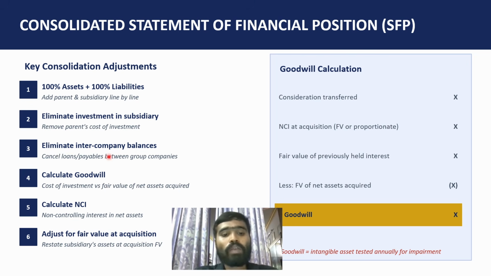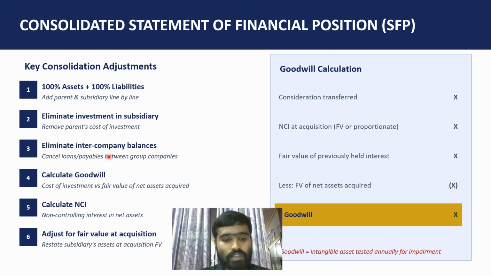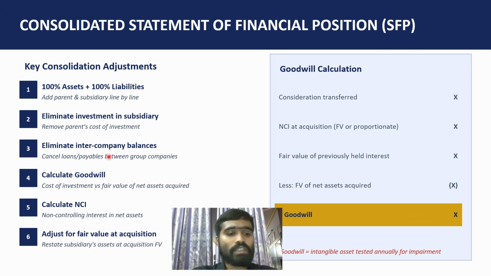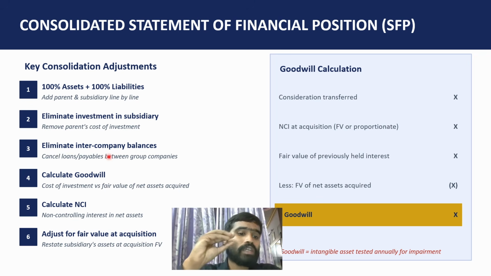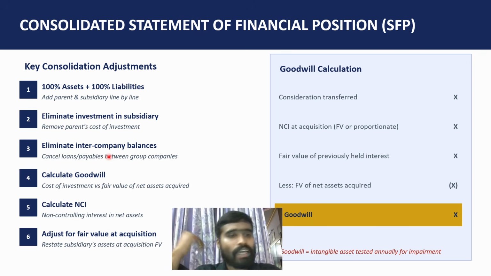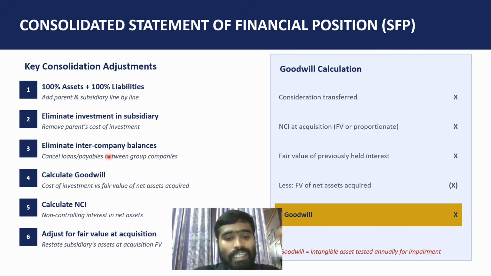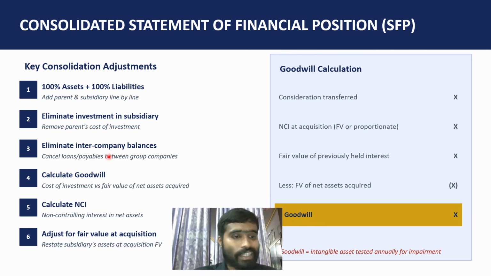Fifth, we will calculate NCI. NCI means non-controlling interest. Here non-controlling means if I am having 60% shares, I am called the parent. Rest 40% we will call it as non-controlling interest or NCI, or we can call it as minority interest. Then last, we will adjust if any fair value changes are there. It can be increase, it can be decrease. So these are the 6 key consolidation adjustments.